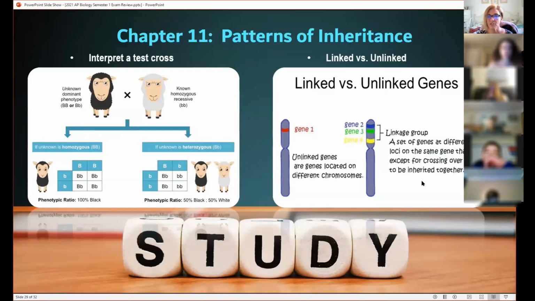Okay, linked versus unlinked. Unlinked genes will sort independently. So you get tall, green, tall, yellow, short, green, short, yellow. If they're linked, they stay together. So you'll only get tall and green, or only short and yellow, or whatever the parent cross was to begin with. So looking at results, you should be able to identify whether the trait was linked or unlinked. Do they come in all different variations, or do they stick together?